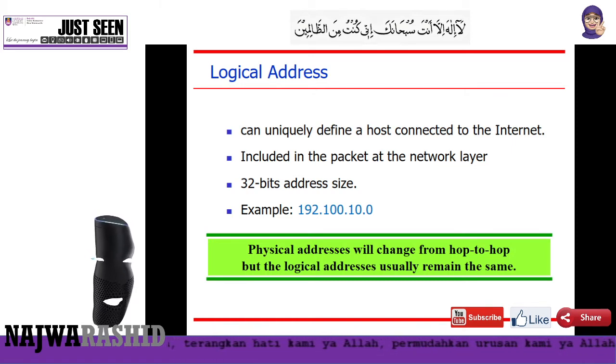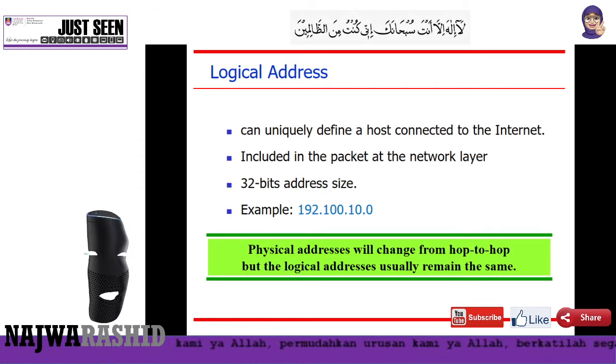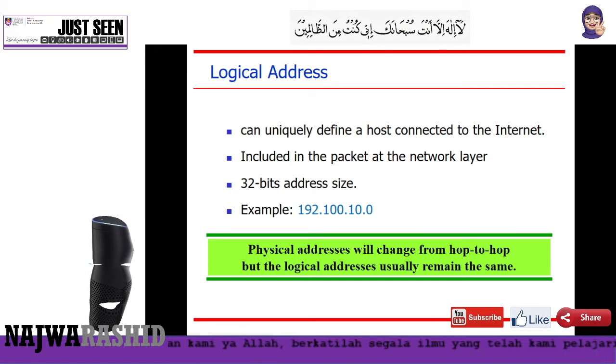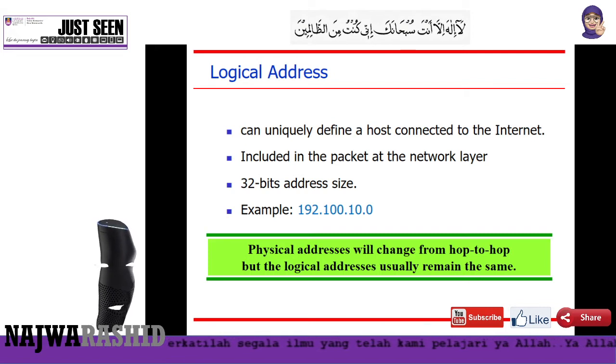A logical address can uniquely define a host that is connected to the internet. We need this address in order to identify the host connected to the internet. The logical address is quite different from the physical address. However, both are represented in a numbering system. In the logical address, we use decimal notation.